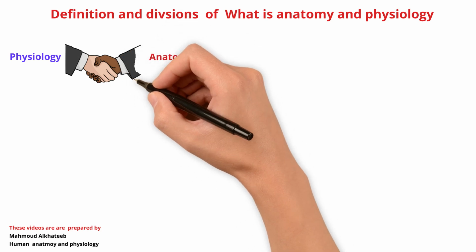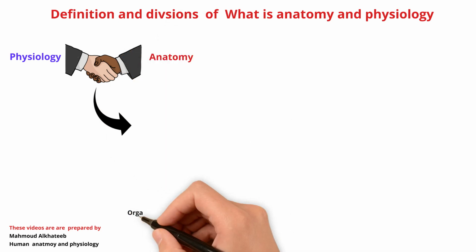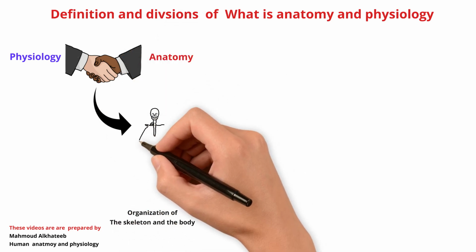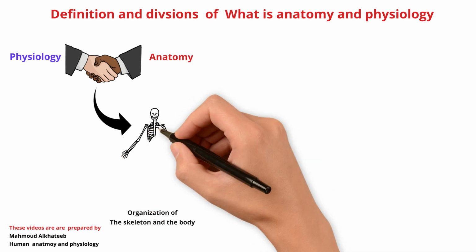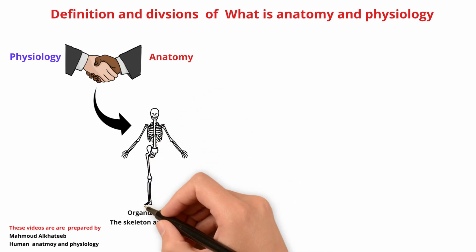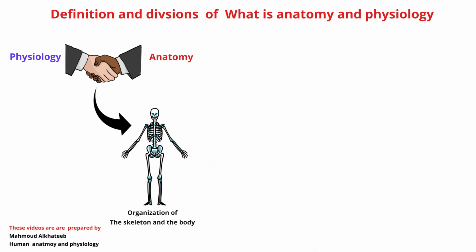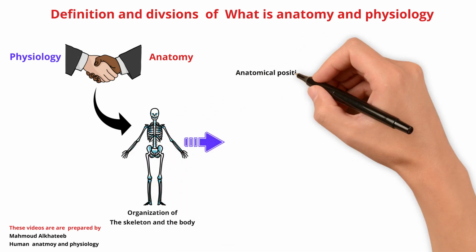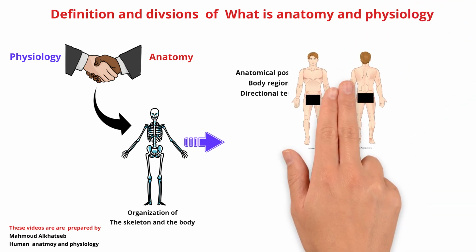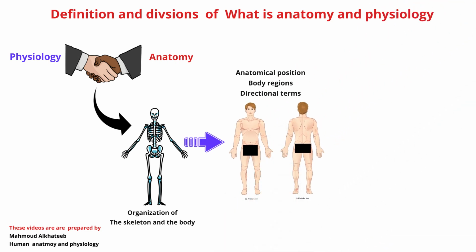Next, we'll talk about the organization of the human body, starting with the bony skeleton. We'll break down how the skeleton is structured, from the axial skeleton, that supports the head and torso, to the appendicular skeleton, that allows for movement. We'll also discuss the anatomical position, which is the standard reference point used in anatomy, and introduce key regional terms like cranial, lumbar, gluteal, etc. and other directional terms such as superior, inferior, medial, and lateral, which will help you describe body parts and locations with precision.